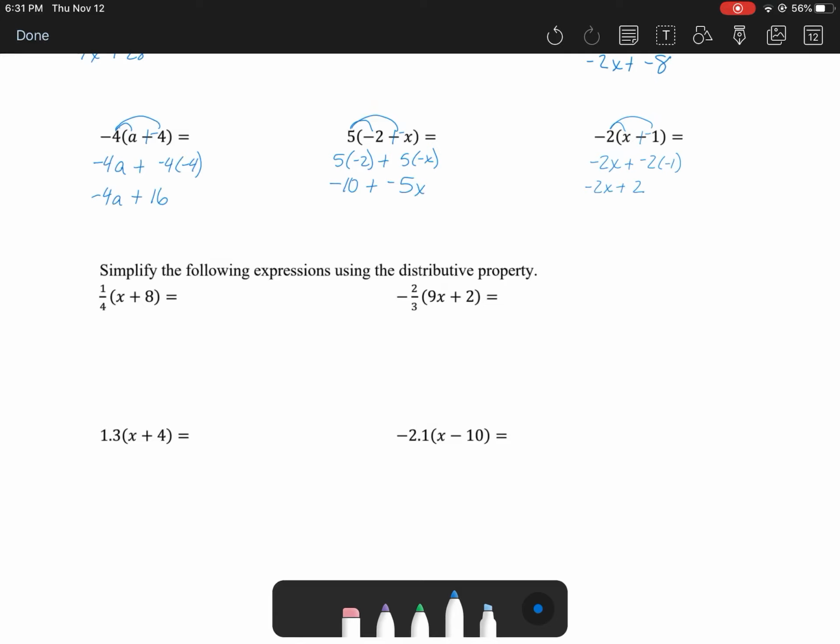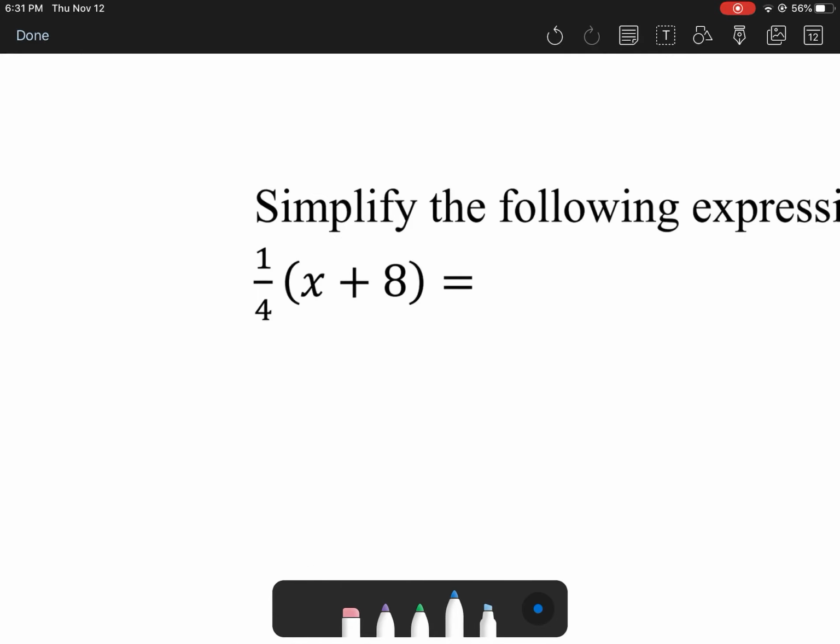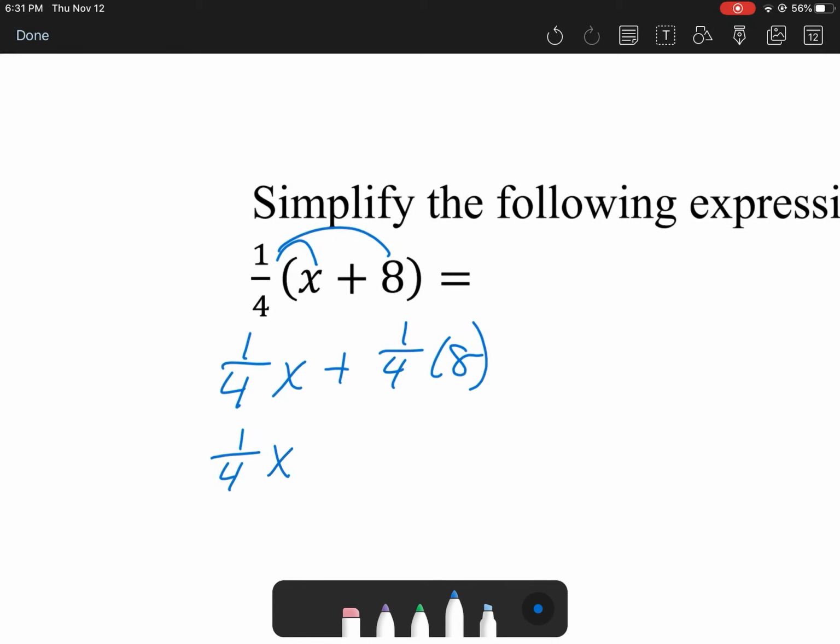Of course, we can always do these with fractions and decimals. Looking at this first one, I'm going to distribute my 1/4. Nothing is changing. I'm taking 1/4, multiplying it by x, adding it to 1/4 times 8. If you can't do 1/4 times 8 in your head, it's okay. You are allowed to use a calculator. Plug in the calculator, you get 1/4 times 8 is equal to 2. There's my simplified expression.